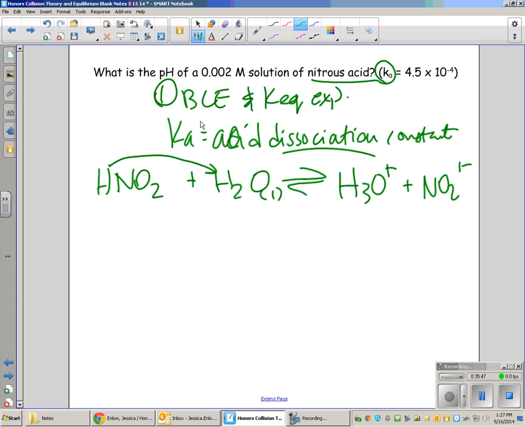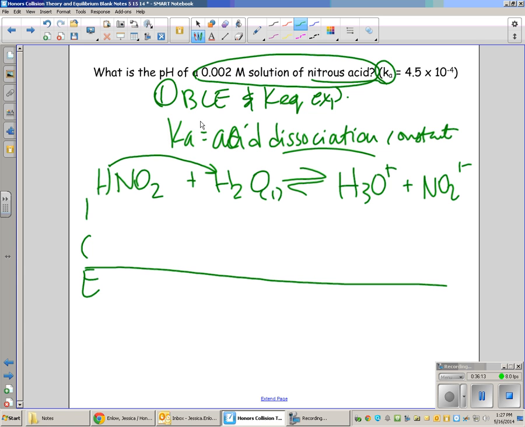All right, so here's my reaction finally. Now I have information that starts me off. It says, what is the pH of a 0.002 molar solution? Where do you think I'm going to put that number? Look, it says this solution of nitrous acid. Well, who's nitrous acid up here? HNO2, right? So I have to put it underneath that one. And this is initial, so we have an ICE box here. So initially, I have 0.0020 molar of that.